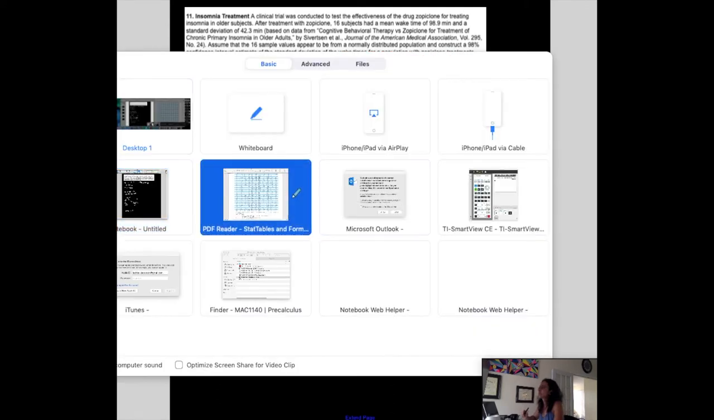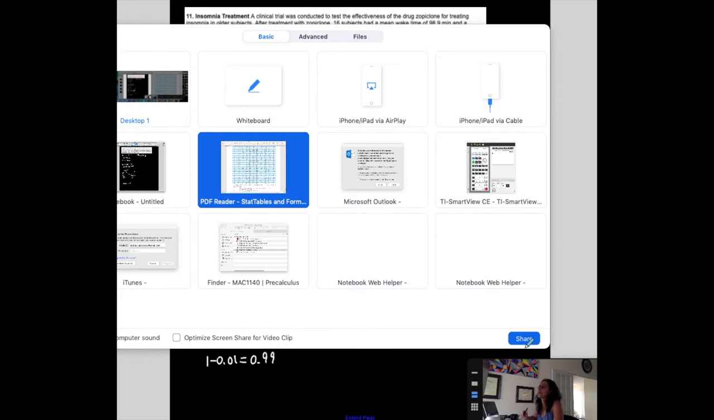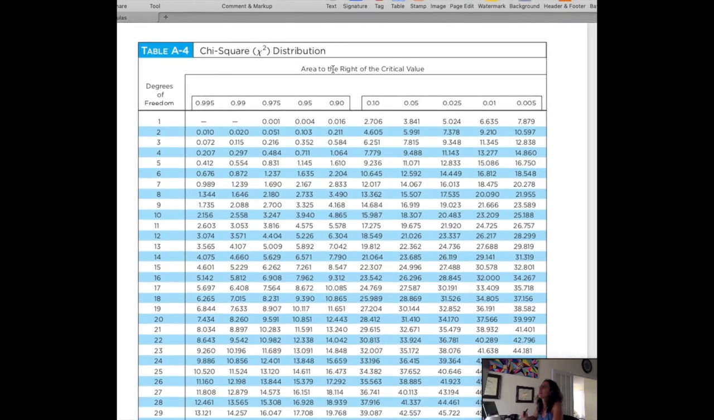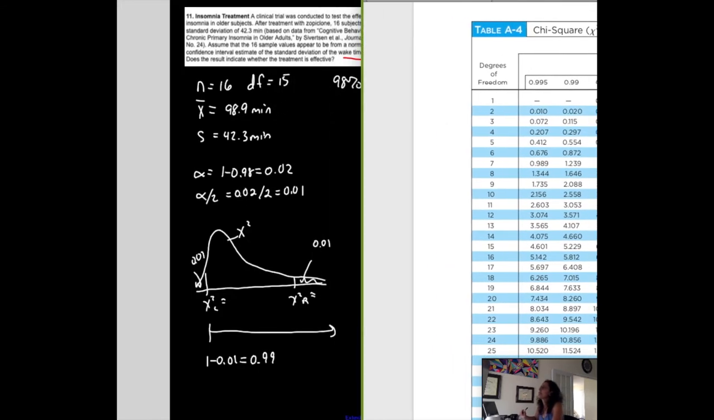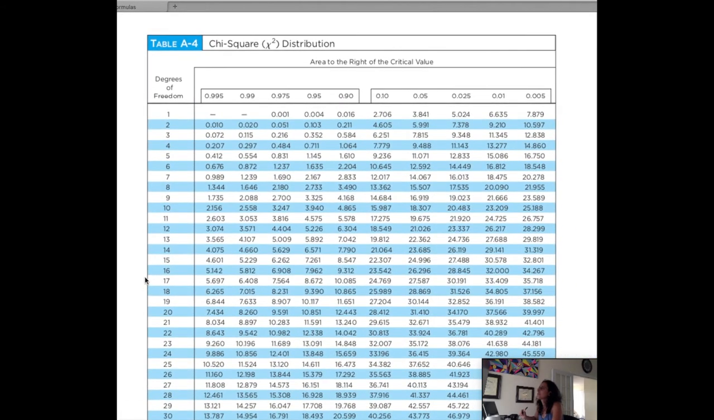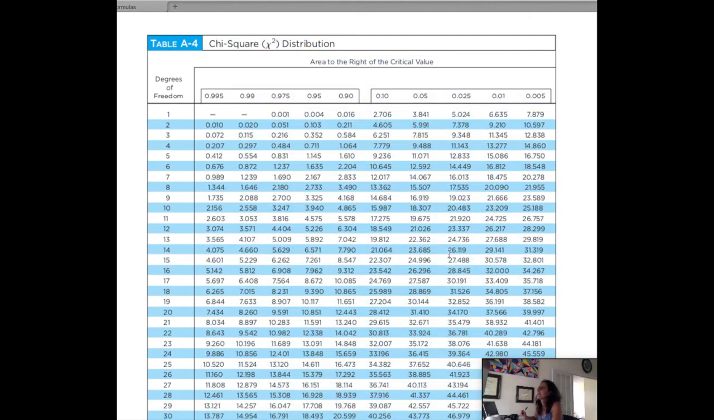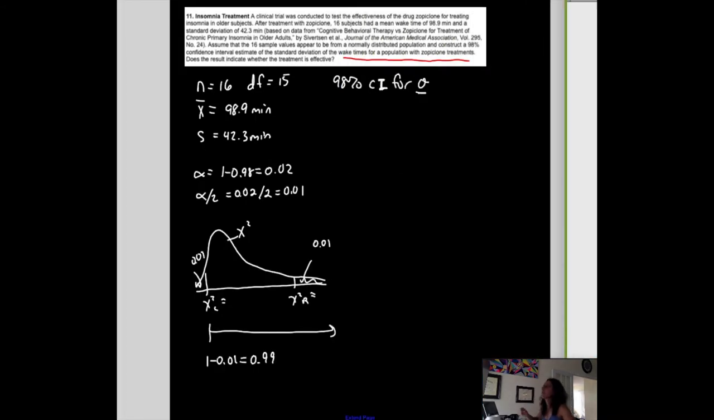Okay? So, on my table, let's do the right-tailed first. The right-tailed chi-squared critical value, my area to the right of the critical value is 0.01, so I am in the second column from the right. How many degrees of freedom did I have? 15. So let's line that up. Second column from the right, degrees of freedom of 15. So I'm going on this row here, matching up with area to the right of 0.01, 30.578. Let me write that down, 30.578. So my right-tailed chi-squared critical value is 30.578.